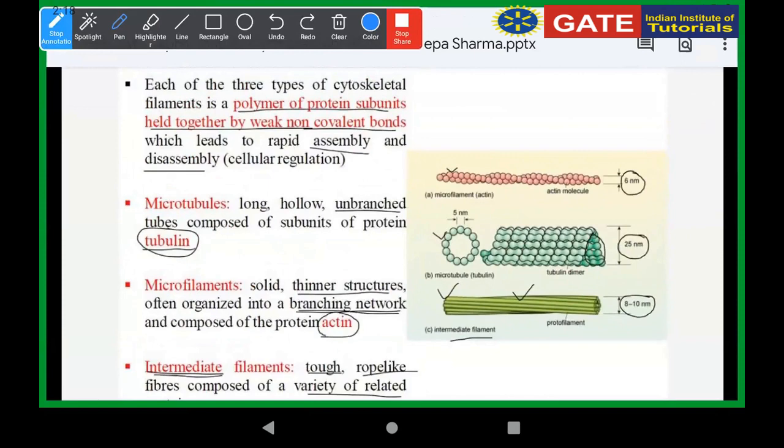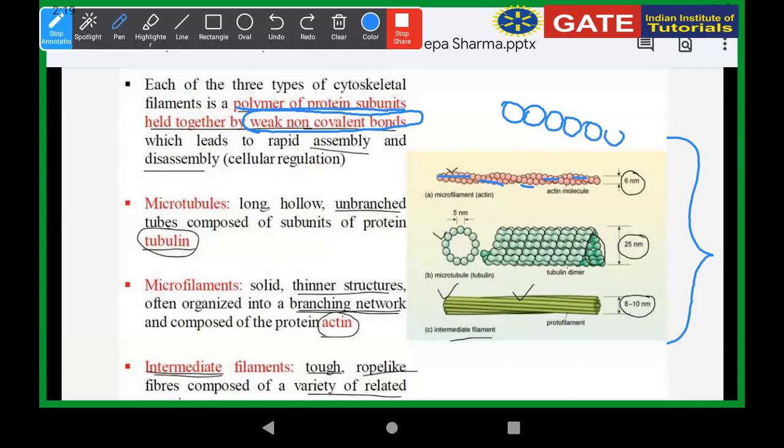So each of the 3 cytoskeletal elements is made up of a polymer of protein subunits. And here these protein subunits are joined by weak non-covalent bonds. Please remember why weak interactions take place in the proteins. Here many globular proteins are there. One protein subunit interacts with the other one. Like that, many protein subunits are interacting by non-covalent bonds.